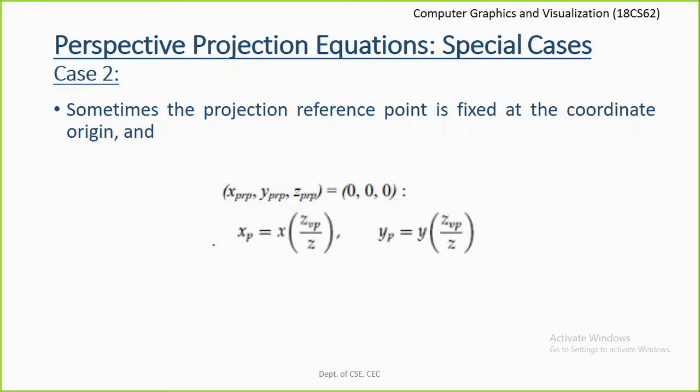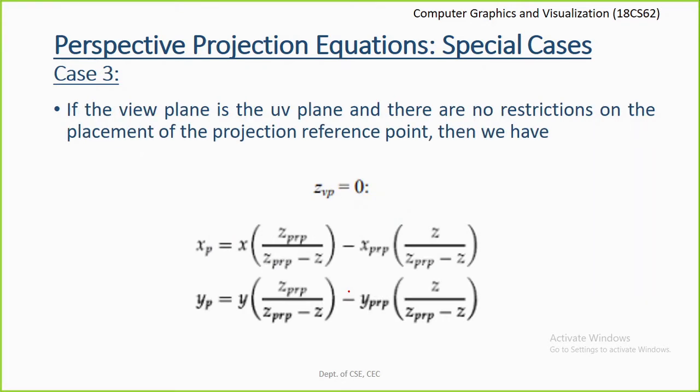The projection reference point or the point of convergence will be the origin of the viewing coordinates. In that case, xprp, yprp, zprp will be equal to 0, 0, 0, and this will be the equation for calculating the x and the y coordinate on a given view plane along the projection path.